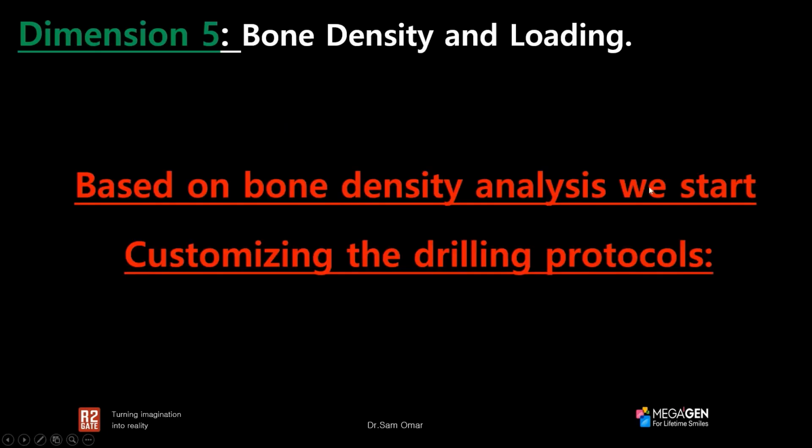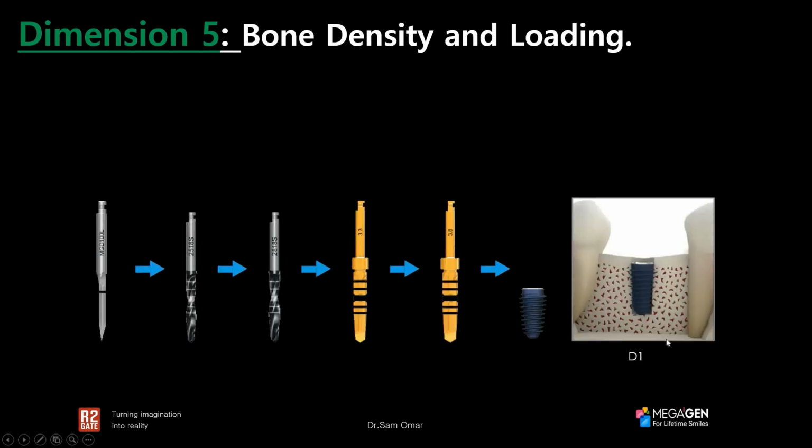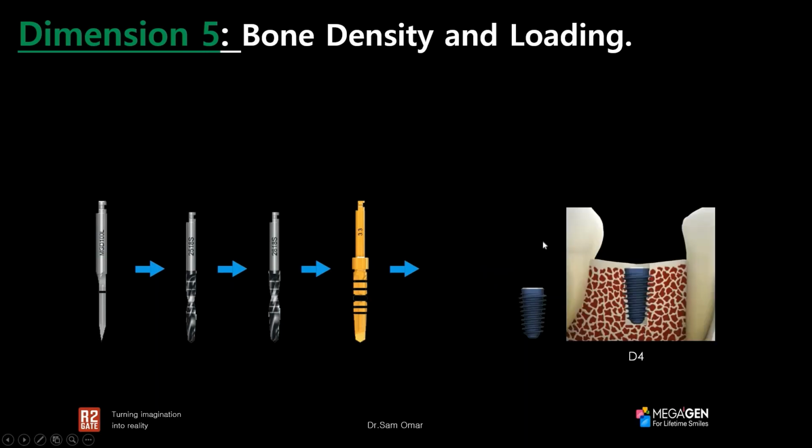Now, based on the bone density analysis, we start to customize the drilling protocol. And this is what we do in the digital eye technology, is that after we know what the bone density is, we start to customize our drilling protocols. So in cases where we have D1 dense bone, this is a 4mm implant, and for my 4.0mm implant, my final drill will be 3.8mm, since this is going to be D1 bone.